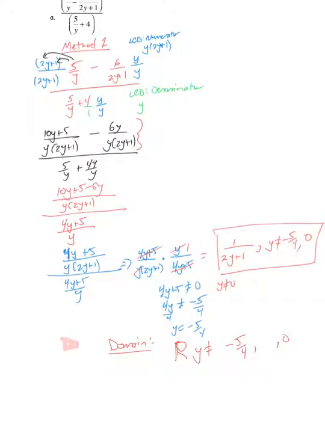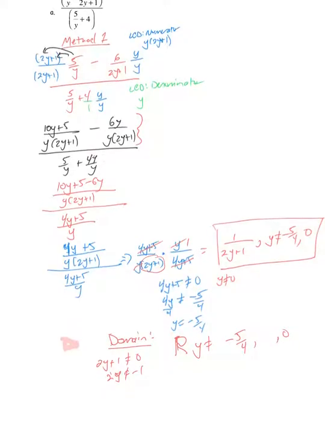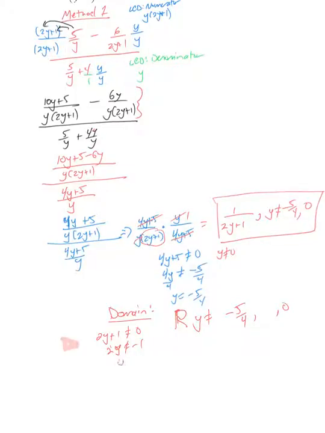But we also have a third factor. And that third factor is this 2y plus 1. So we also have to figure out what values make 2y plus 1 equal to 0. So we'll solve this little equation here. 2y plus 1 is not equal to 0. So we'll have 2y is not equal to negative 1. Dividing both sides by 2, we'll get y is not equal to negative 1/2. And I'm going to list those. So the domain is all real numbers except y is not equal to negative 5/4, negative 1/2, or 0.